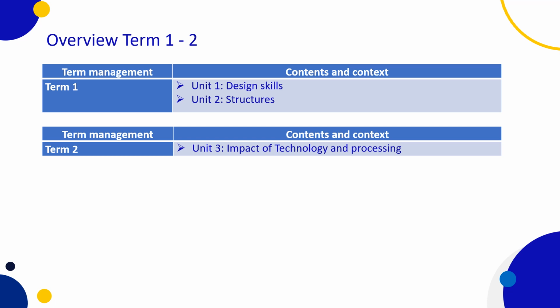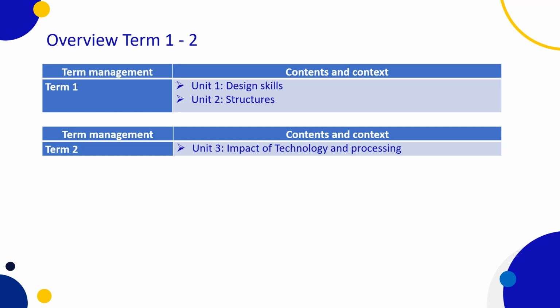Let us now take a look at an overview of your units from Term 1 to Term 2. It is important for you to refresh and to study all units from Term 1 to the end of Term 2 for your June exam. You can expect content and questions both from Term 1 and Term 2 in your upcoming exam. In Term 1, we largely took a look at design skills. We also looked at structures, so make sure to refamiliarize yourselves with those units and with the topics within your units in Term 1 because you can expect questions and content from Term 1 to show up in your June exam.